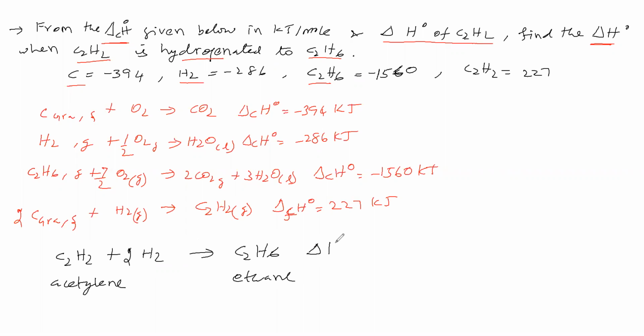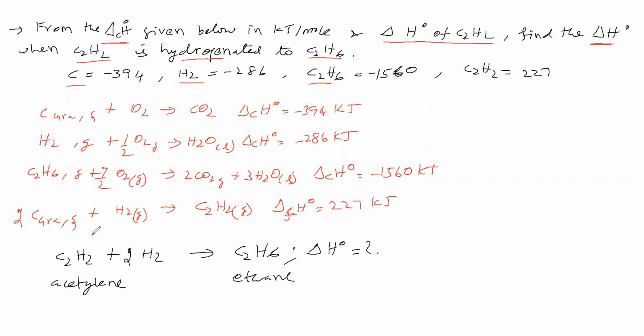For this we have to find delta H naught, the hydrogenation of acetylene. So this equation is the required equation. So what do we have to do? How to get this equation from these? That we'll see. We want acetylene on the left side.